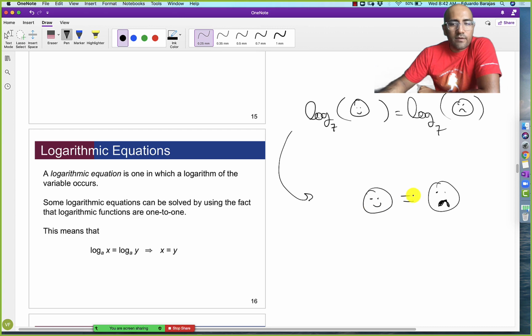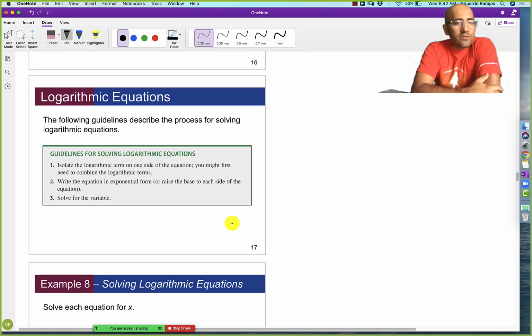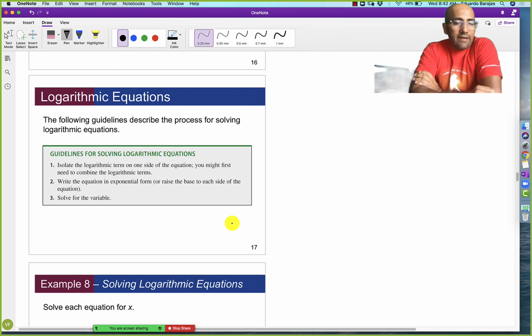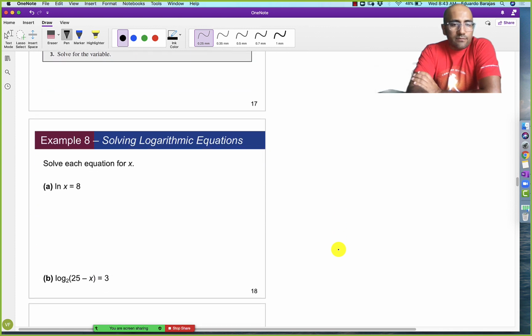Okay, so guidelines for solving logarithmic equations. Isolate the logarithmic term on one side of the equation. You might first need to combine logarithmic terms, so we get to use our properties to contract or expand logs. In this case, we'd like to contract them into one big happy log. And then we might use the definition of logs. We might get to apply this property where we apply log to both sides of the equal sign. So they vary a little bit, but we've got a variety of tools to help us. So here's a couple of examples.